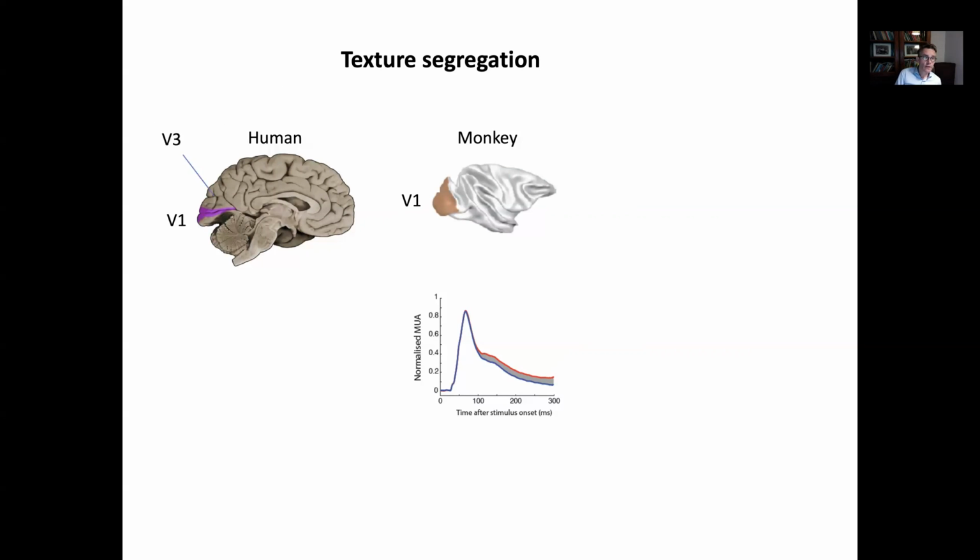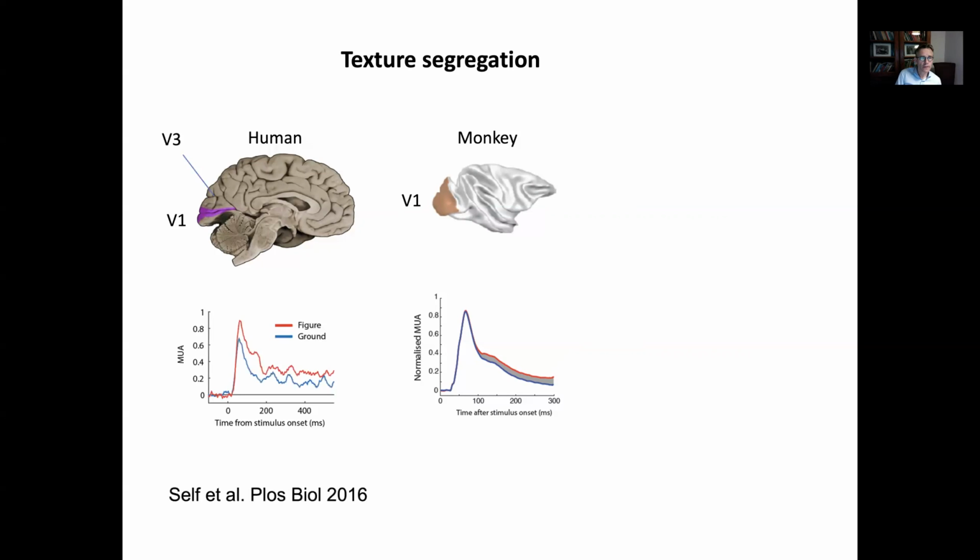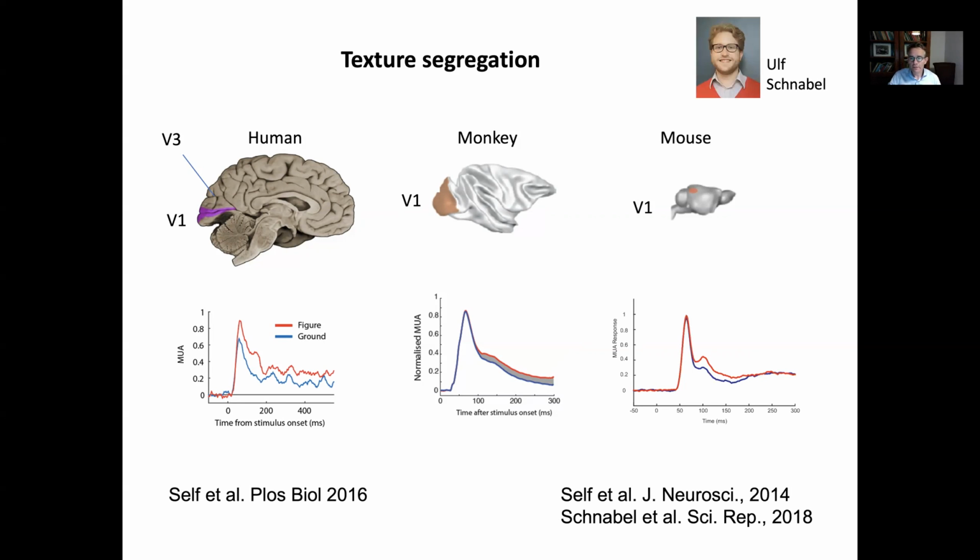And a few years ago, we were able to record spikes from area V3 in a human. And basically what you see is also extra activity elicited by figures compared to backgrounds. And this happened here at an early point in time because here receptive fields were relatively large. And the good news is that we can also study it in mice. Okay, also there figures elicit more activity than backgrounds.